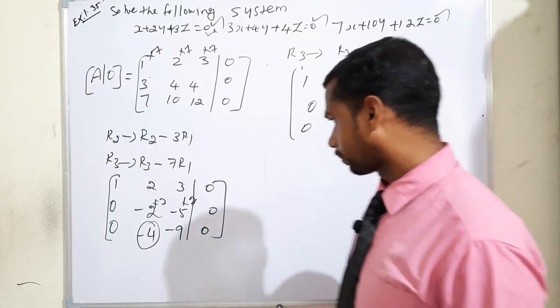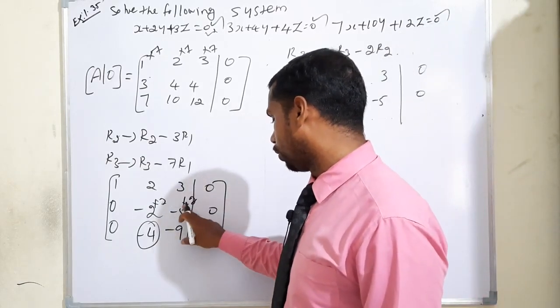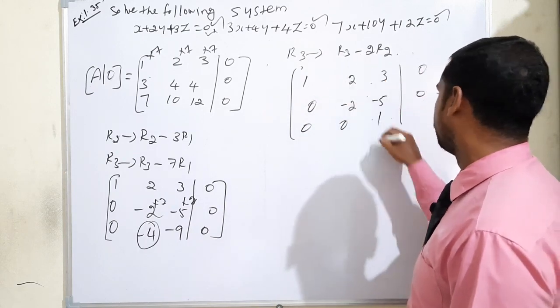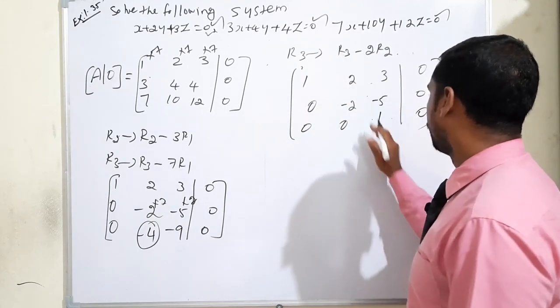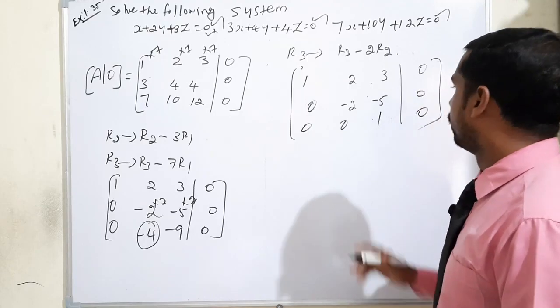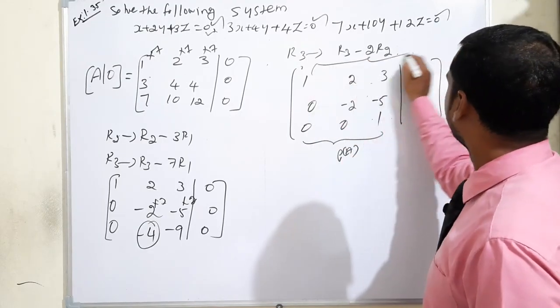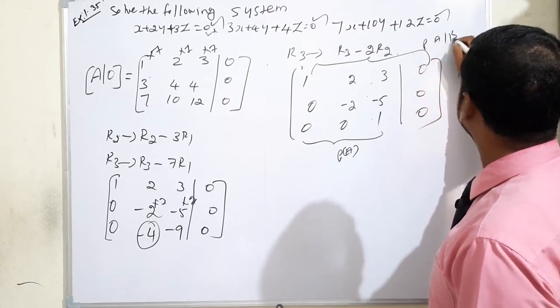Next one, minus 5 into 2 is minus 10, and with the common minus it is positive 10, so minus 9 plus 10 means positive 1. Now we have the row echelon form. Now, this is called rank of A, and this is called rank of A with B.